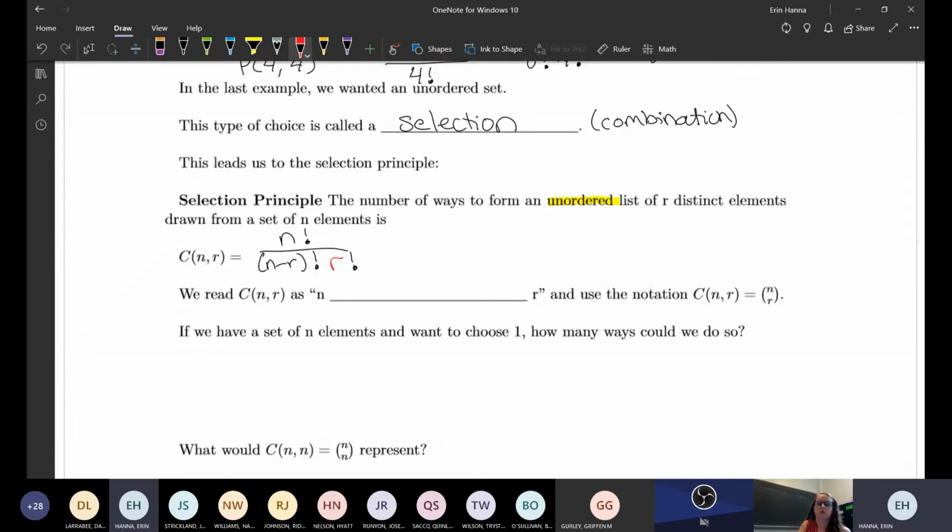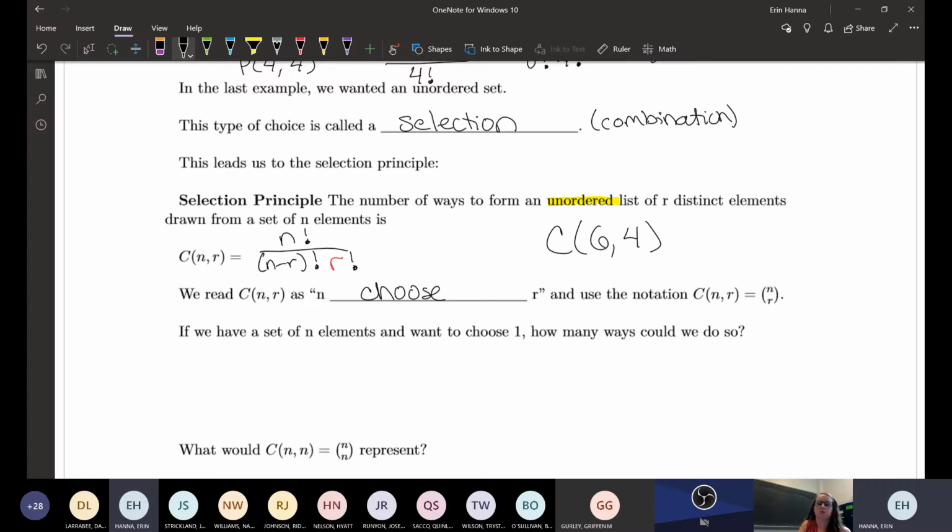Sorry, r factorial, not n factorial, because then the n factorials would cancel each other out. Now this one is kind of nicer than the P of n comma r because there's actually a nice way to read it. These are read as n choose r. So if it's C of 6 comma 4, that's 6 choose 4. You can read those much nicer than the arrangement ones.